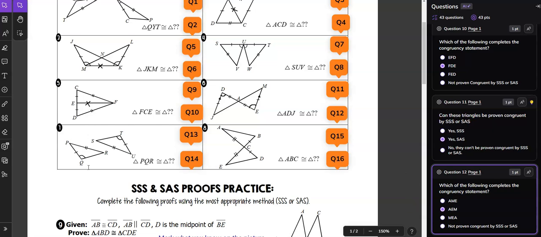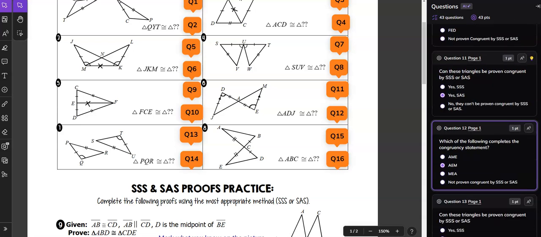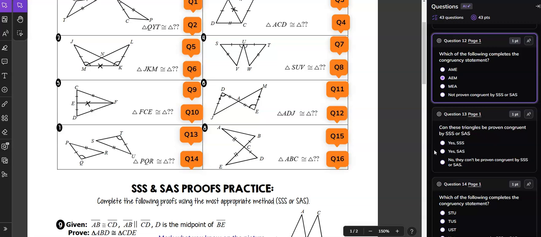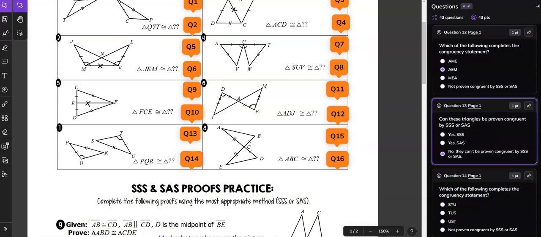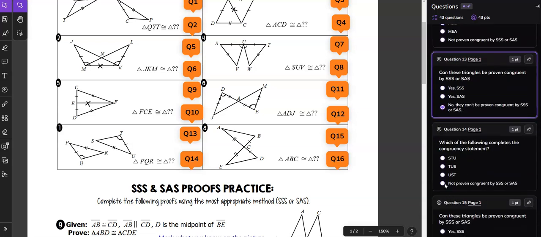All right, looking at number 7. They give me matching angles, two matching sides, but the angle is not between the sides. And the angle must be between the sides in order for it to apply for SAS, side angle side. So these are not proven congruent on number 7 because they give us an angle, a side, and a side. And so we're saying not congruent.